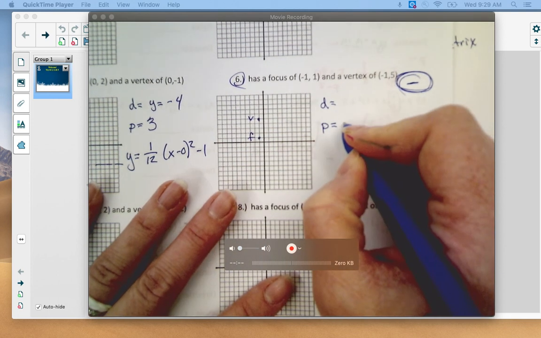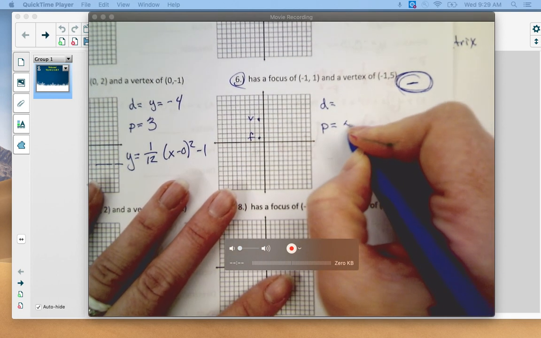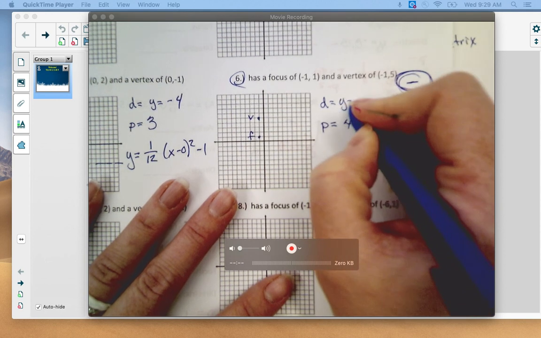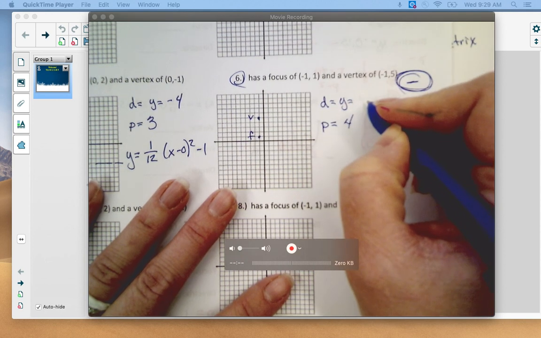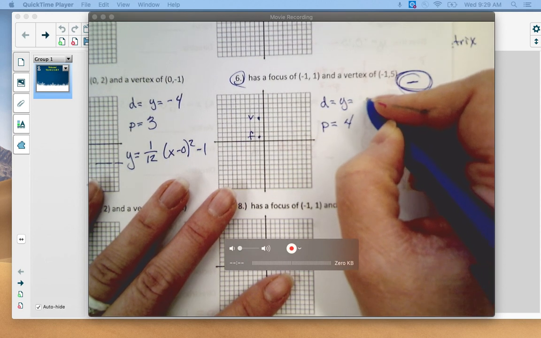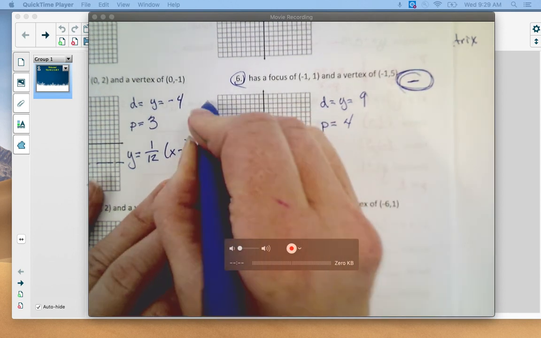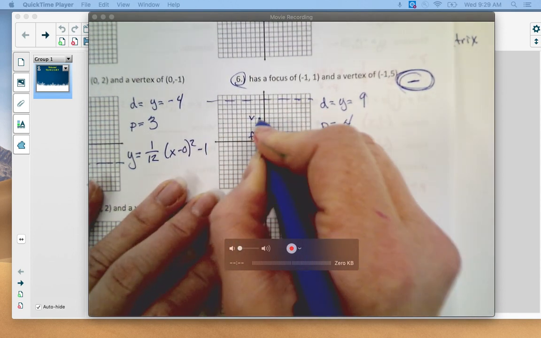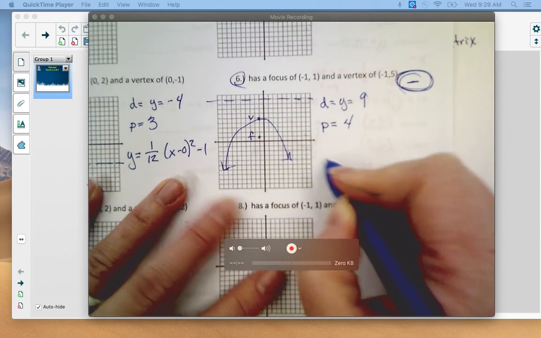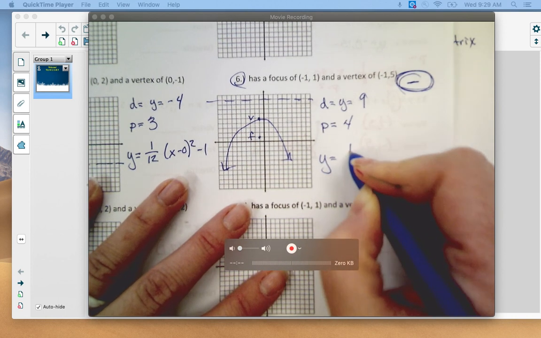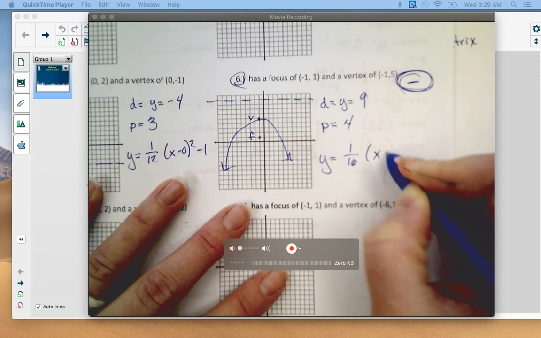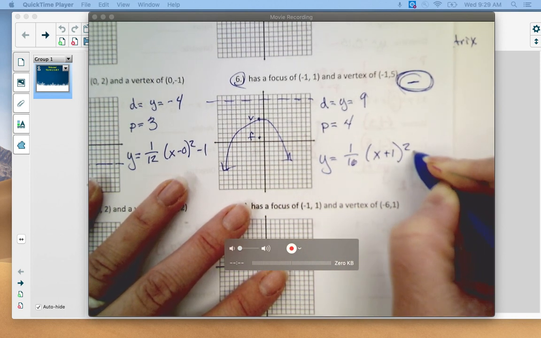What is your focal length? 4. So what is your directrix? Y equals... I need more voices. What's your directrix? Y equals 9. And again, I know it'd be going concave down, so I'm going to have y is equal to negative 1/16 times the quantity x plus 1 squared plus 5.